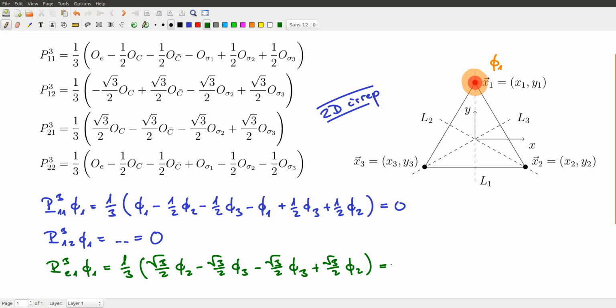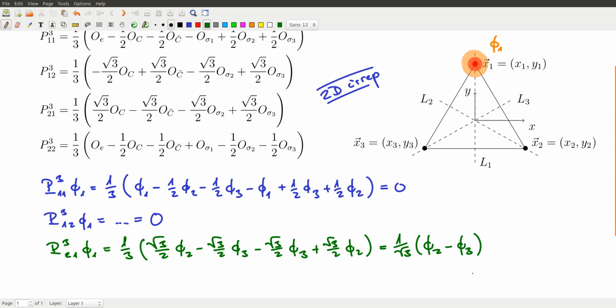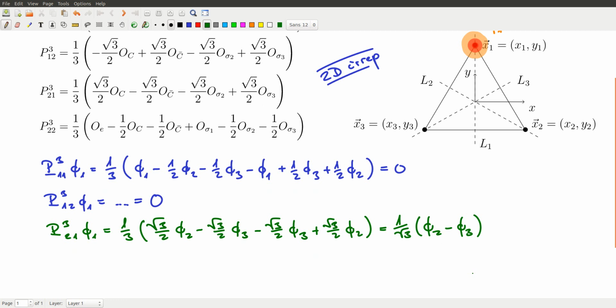Now we get each term twice. So here's a phi 2 term and a phi 2 term, same sign. So we have a square root of 3 and a 1 over 3 in front of it. So in total we have 1 over square root of 3, phi 2 minus phi 3. And the last one, P^3_{2,2}, applied to phi 1.